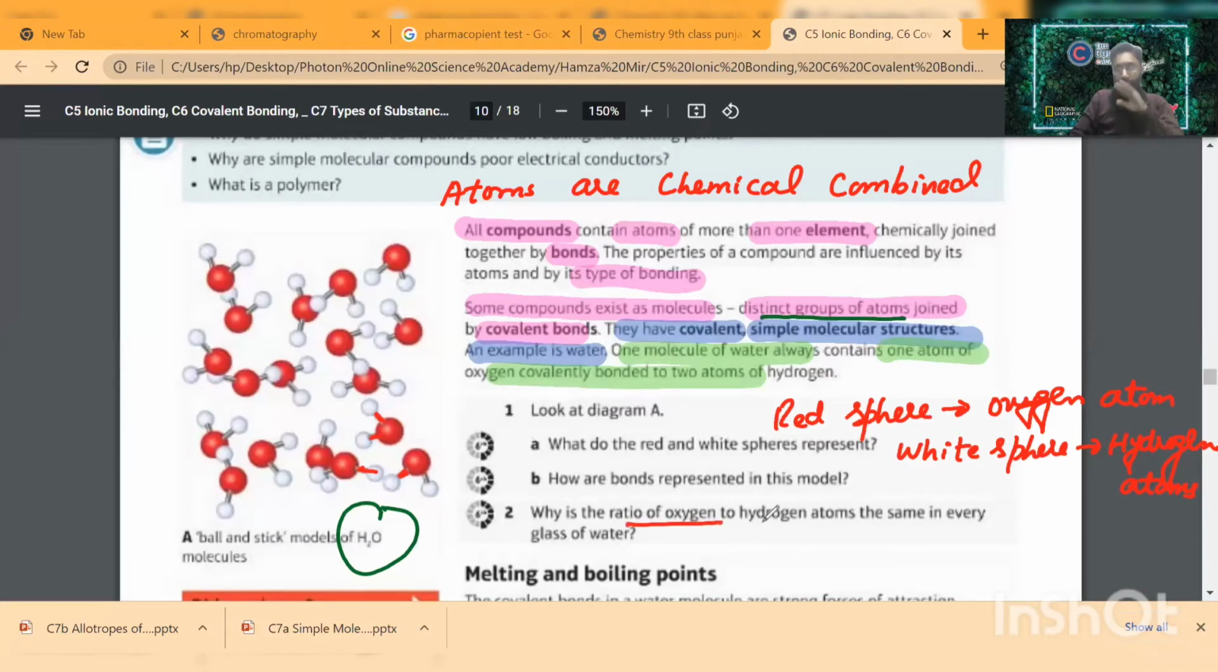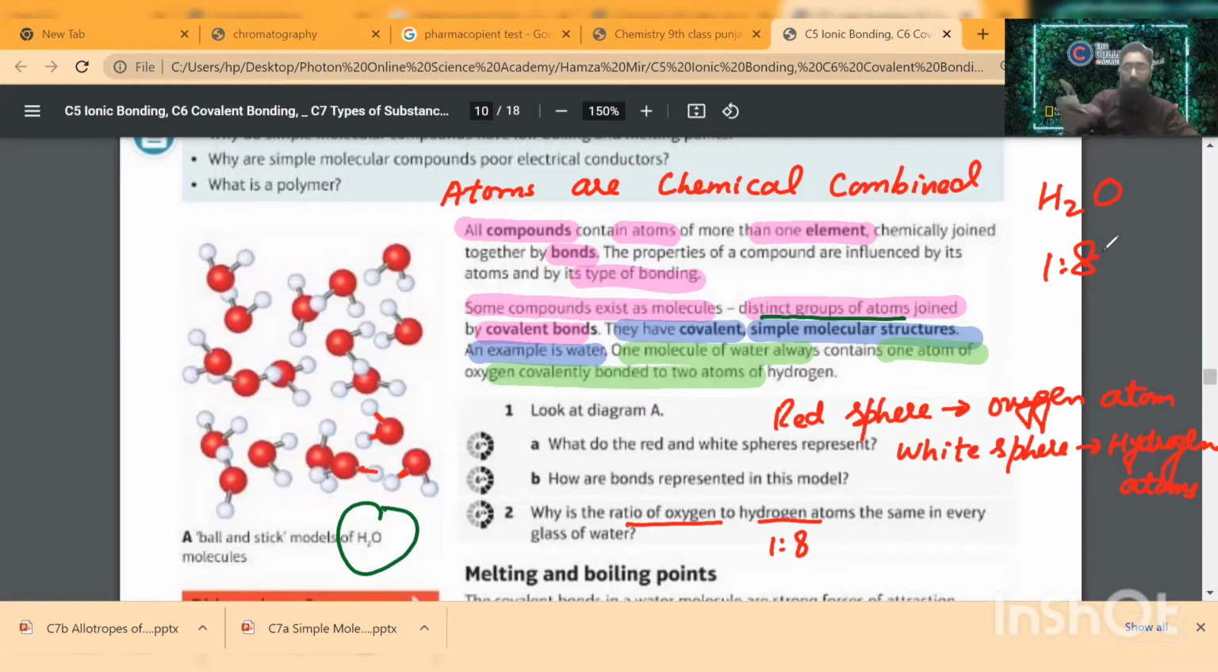The ratio of oxygen to hydrogen atoms is 1:8. And this ratio is the same in every glass of water, because in every glass of water there are millions of water molecules, and all the water molecules have the same structure. All the water molecules have two hydrogen atoms and one oxygen atom. So the ratio of oxygen to hydrogen, which is 1:8, is the same in every glass of water.